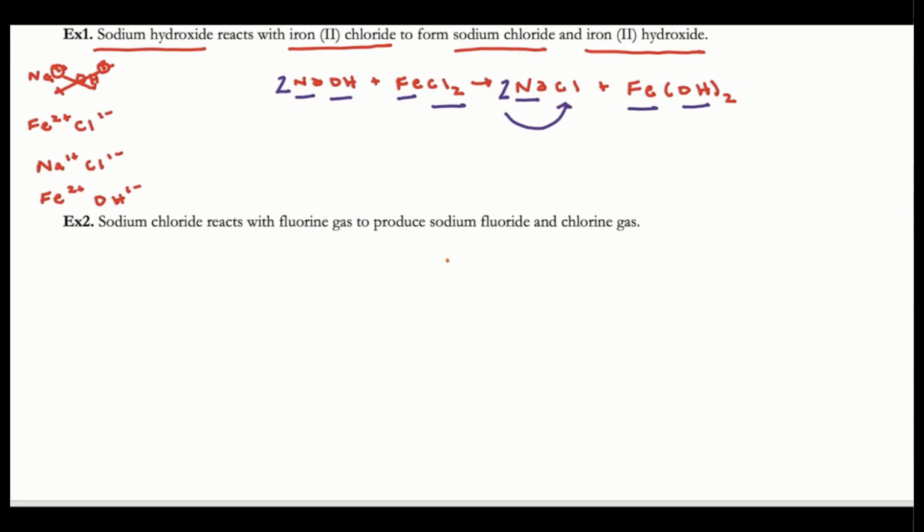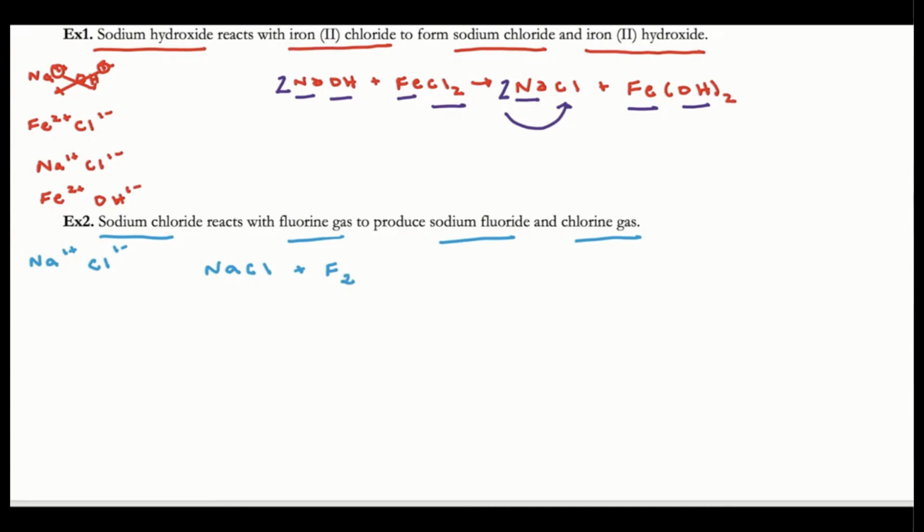Sodium chloride reacts with fluorine gas to produce sodium fluoride and chlorine gas. All right, sodium chloride. So sodium has a +1 charge. Remember, I'm crossing charges because these are ionic compounds. Chloride is 1-, so this is going to be NaCl. Reacts with fluorine gas. Remember, I had noted that fluorine is one of your diatomic elements. It cannot exist by itself. So instead of just writing F, you're going to have to write F2.